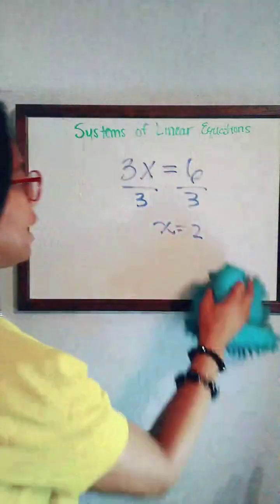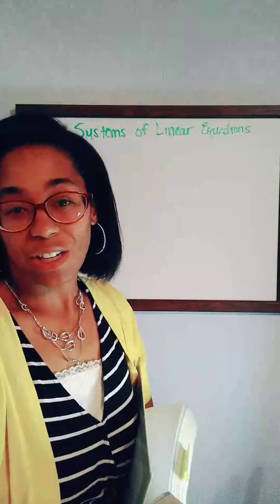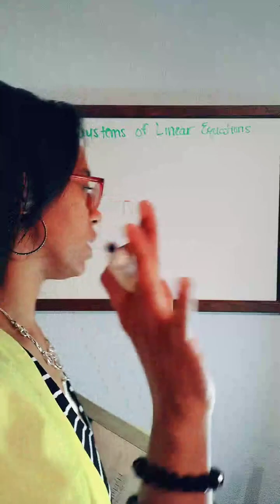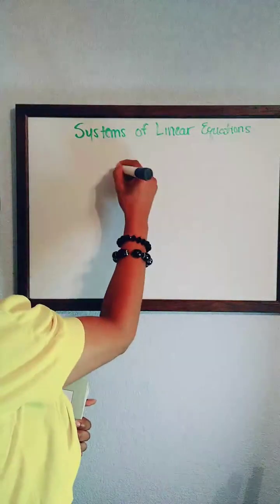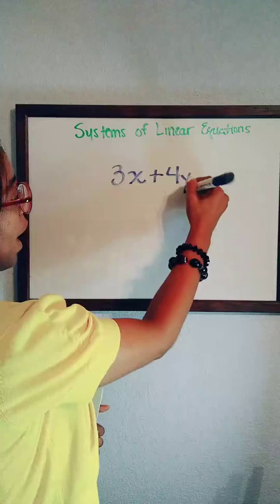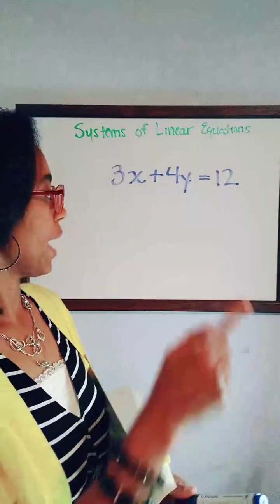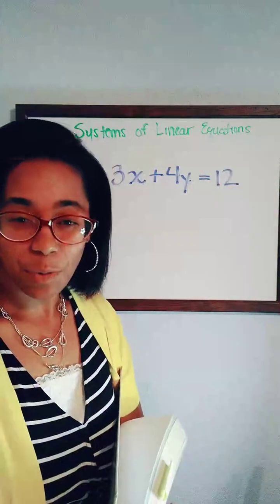All right. Now, they said, since y'all so smart and y'all know how to find one variable, let me hit you with something else. Now I'm going to give you 3x plus 4y is equal to 12. What am I supposed to do with that? I got an x and a y. Now what do I do?